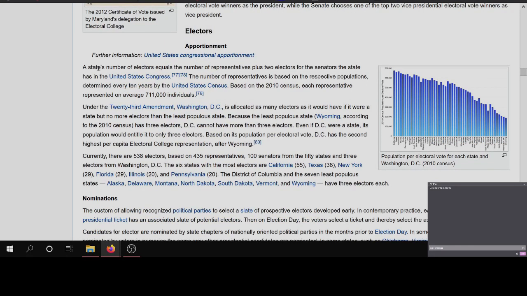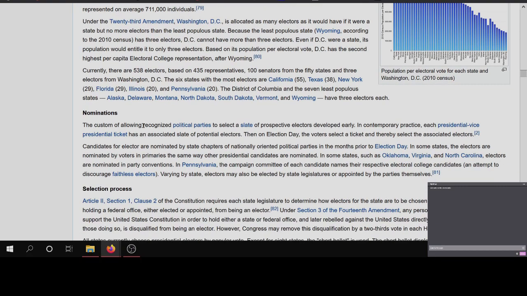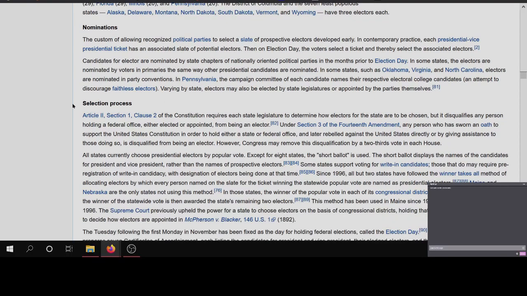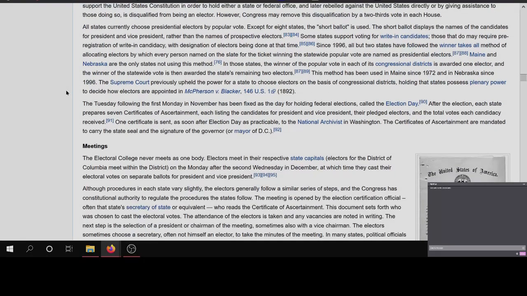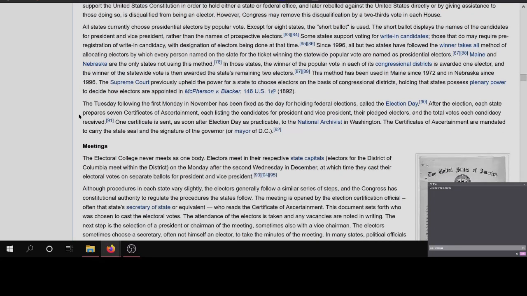Electors, population per elector vote for each state and Washington, D.C. It counts all those states and so on. Then you have the nominations, the custom of allowing recognized political parties to select a slate of prospective electors, which developed early. Then you have the selection process, going back to Clause 2. Clause 2 is important under this Wikipedia article.